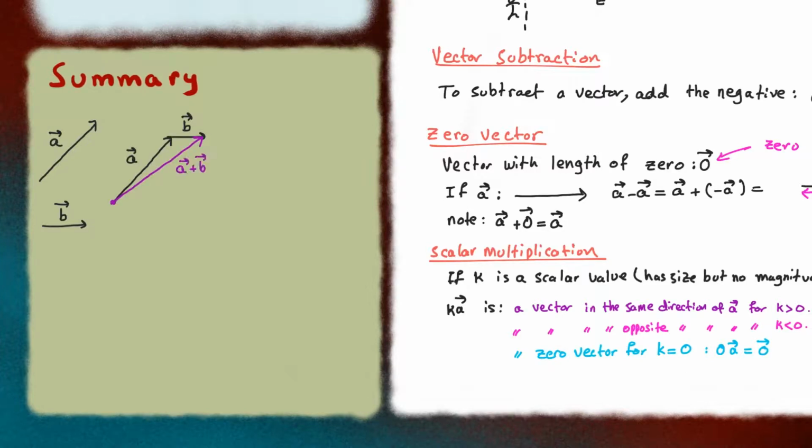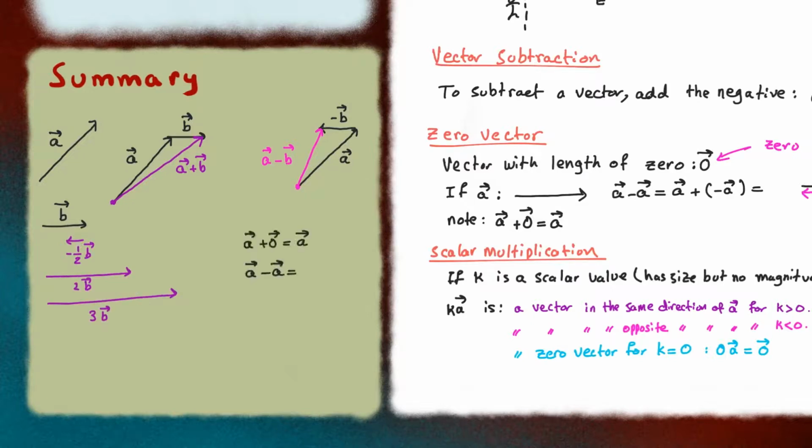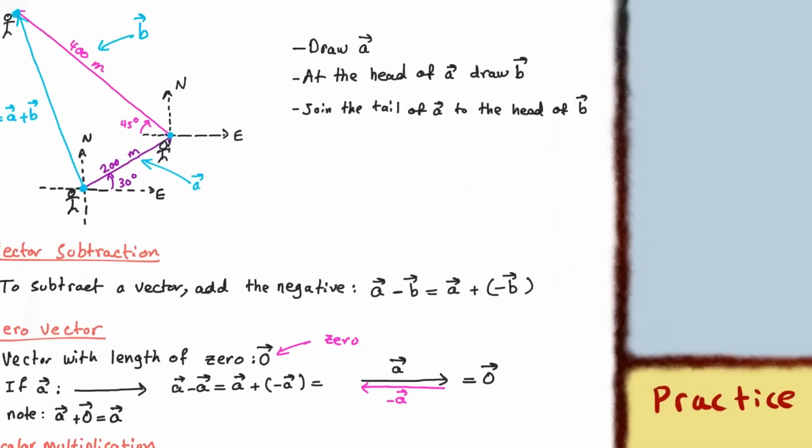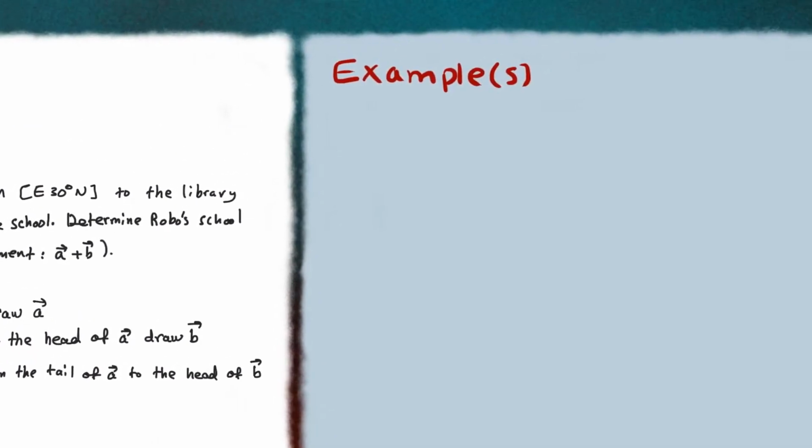Now I'm going to fast forward through the summary of this lesson. You can write any notes if you want. Basically, the big takeaways are how to add, subtract, or multiply vectors. Now let's look at a couple of examples.